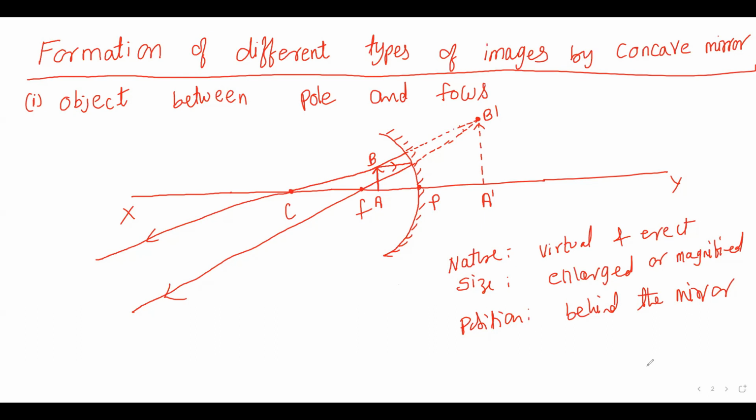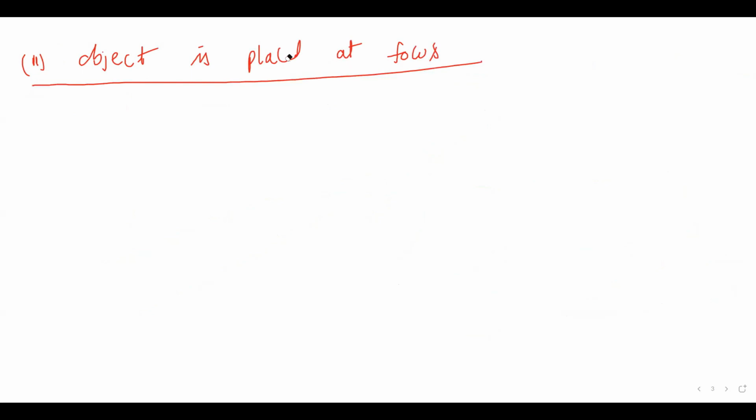सो ये है फर्स्ट केस। सेकेंड केस को जाएंगे, केस टू। क्या है केस टू? Object is placed at focus. Let us quickly draw. This is concave mirror. Principal axis.